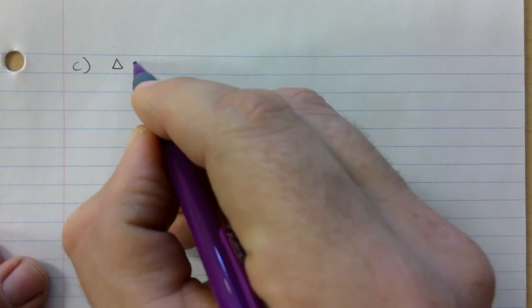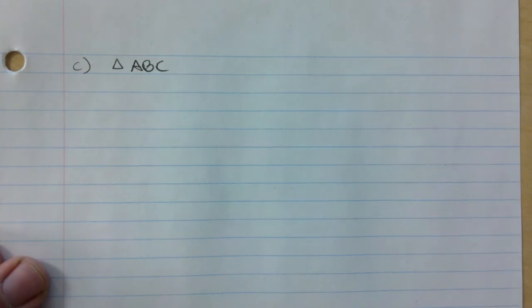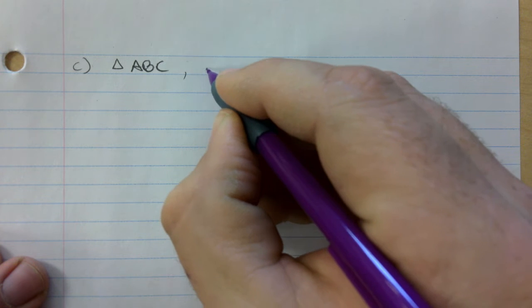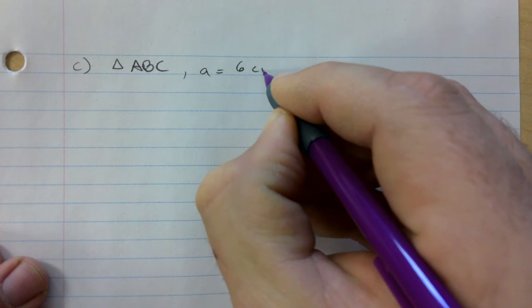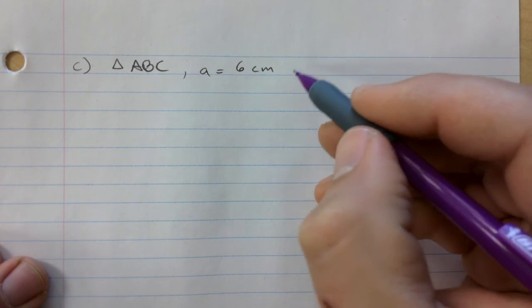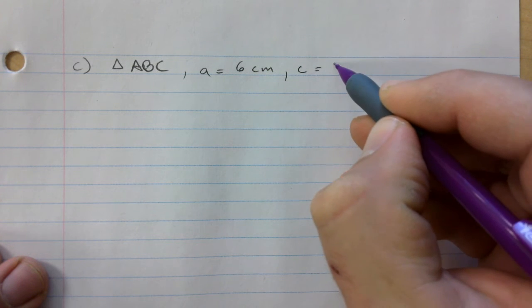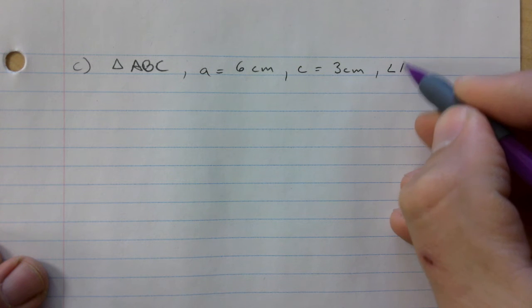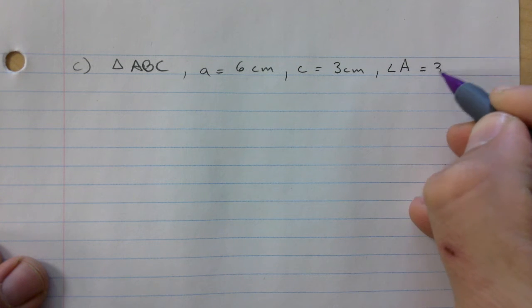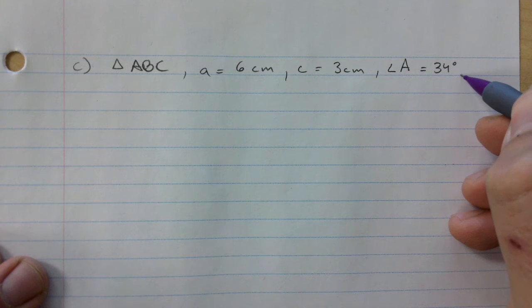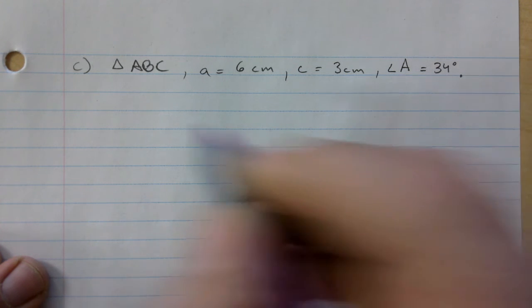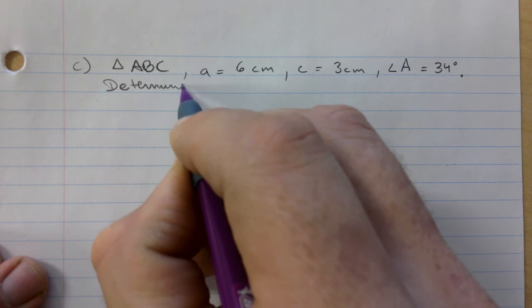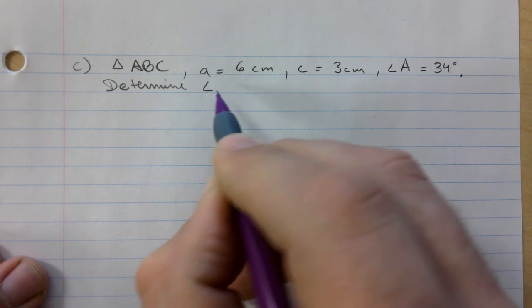Question C, triangle ABC has A equals 6 centimeters, C is equal to 3 centimeters, and angle A is equal to 34 degrees. Determine angle C.